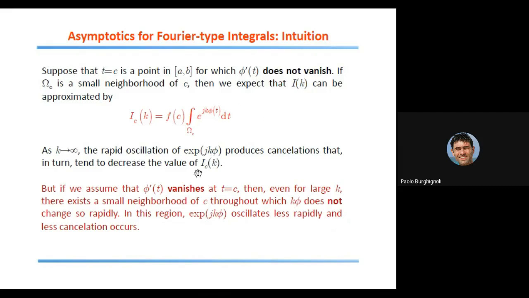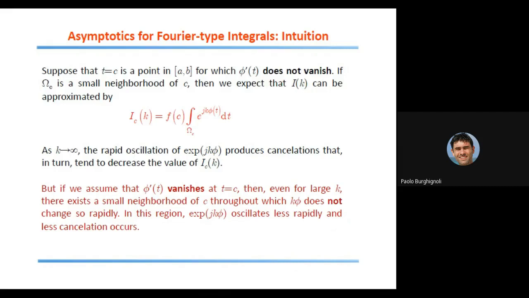However, if the first derivative of the function vanishes, so we have a stationary point, then this cancellation does not occur, at least in a small neighborhood of the point of stationarity. And so we can expect a dominant contribution to the asymptotics. This is the logic of the so-called stationary phase method, as we will see in a moment.